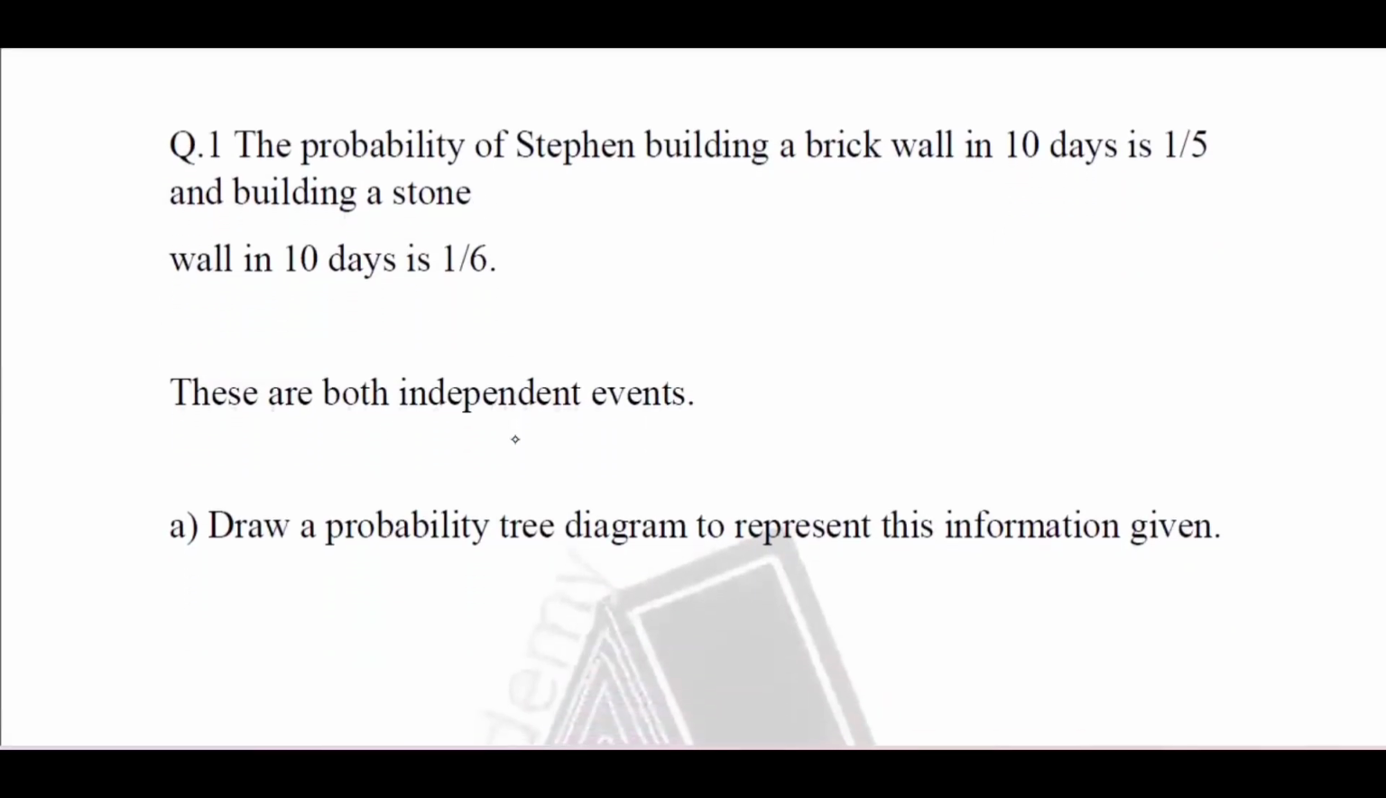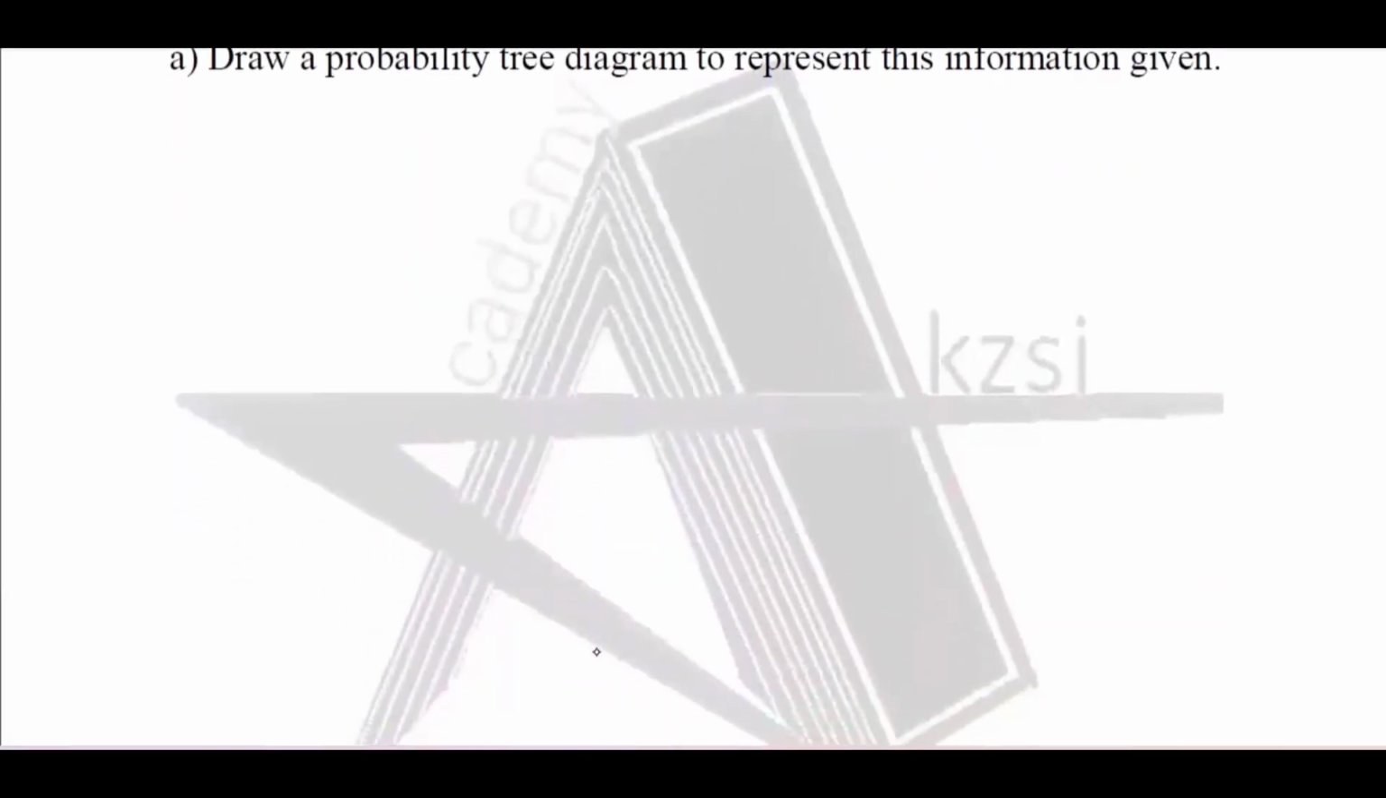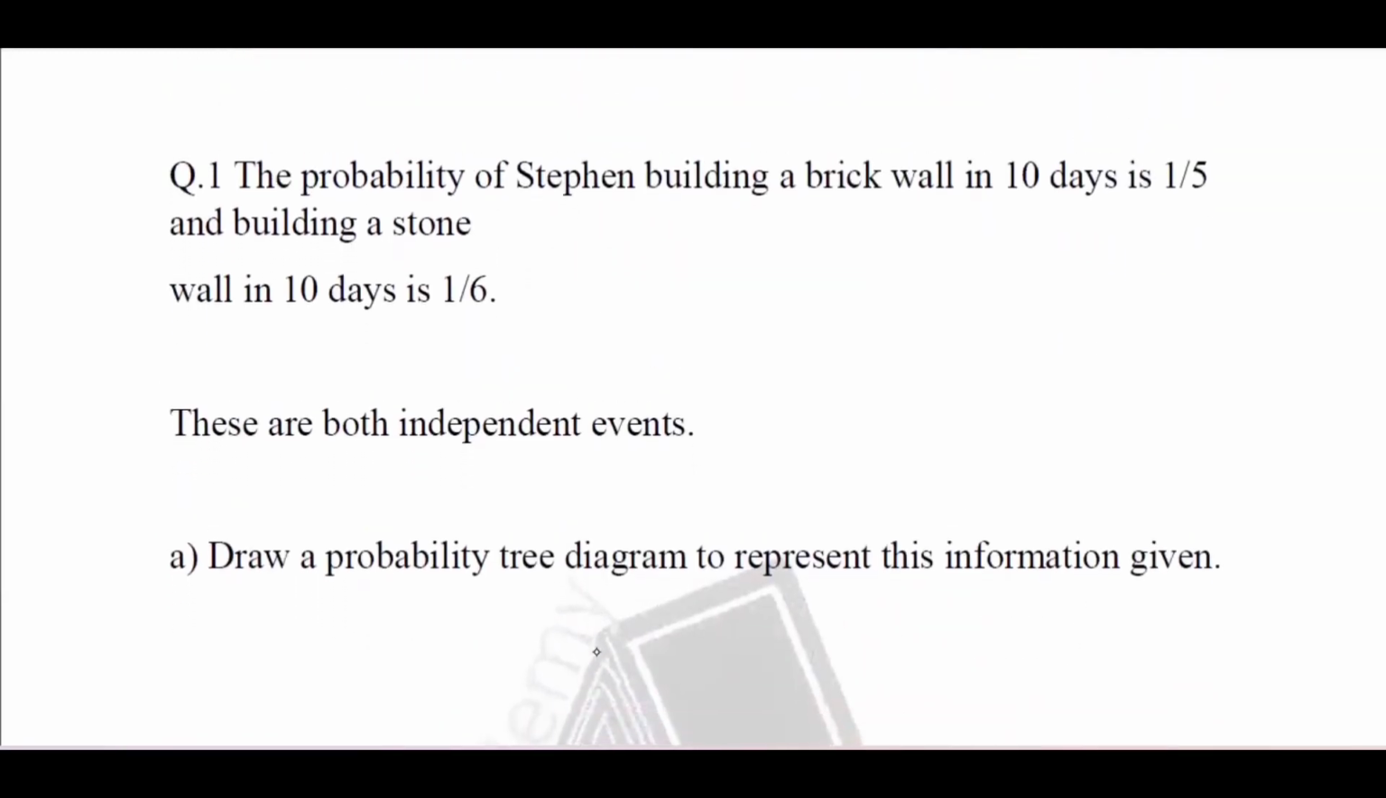Question 1 says the probability that Stephen builds a brick wall in 10 days is 1 over 5 and building a stone wall in 10 days is 1 over 6. These both are independent events. Draw the probability tree diagram to represent this information given. It says that Stephen is building a brick wall and the probability that he will complete this within 10 days is 1 over 5 and building a stone wall in 10 days is 1 over 6. So we have to draw the probability tree diagram to represent this information.